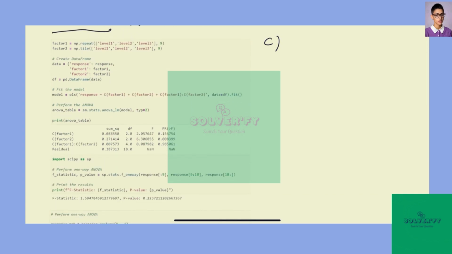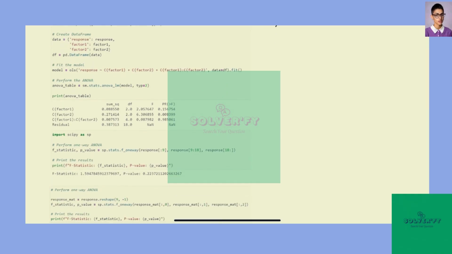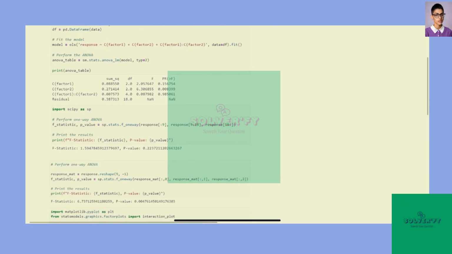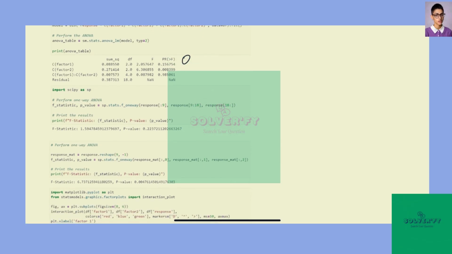Now for C, we're going to determine if there is significant interaction between stimulus and age. And here I have the Python code again. So this is factor A, which is the age, and this is factor B, which is the stimulus. And now we can do the two-way ANOVA test, and here is the output. What you want to look at is the p-value column and the third row, which is the interaction.